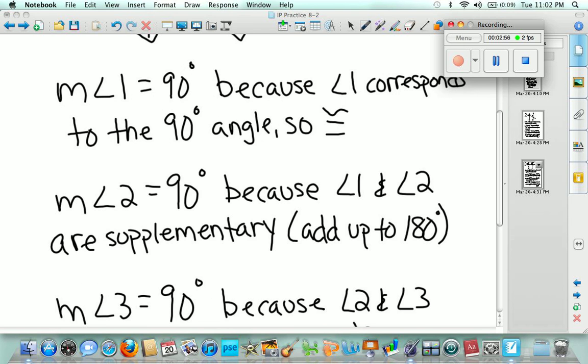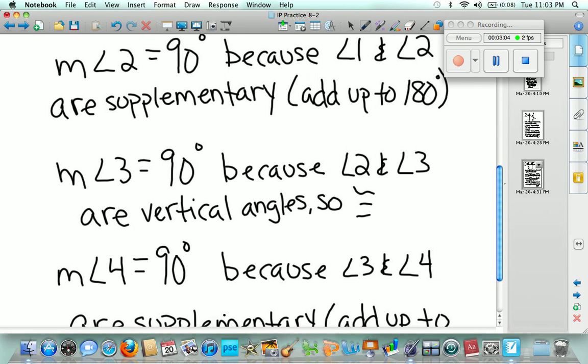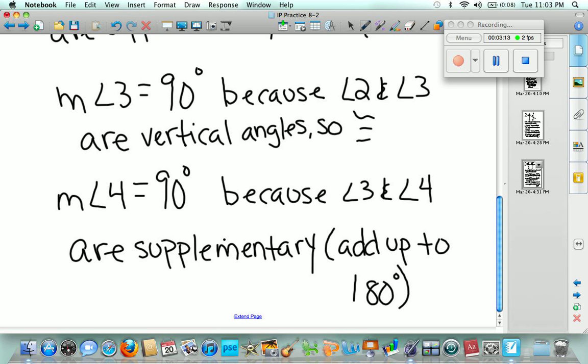Measure of angle 2 equals 90 degrees because angle 1 and angle 2 are supplementary, which means it adds up to 180 degrees. And measure of angle 3 is 90 degrees because angle 2 and angle 3 are vertical angles. Vertical angles are congruent. Measure of angle 4 equals 90 degrees because angle 3 and angle 4 are supplementary. Supplementary means to add up to 180 degrees.